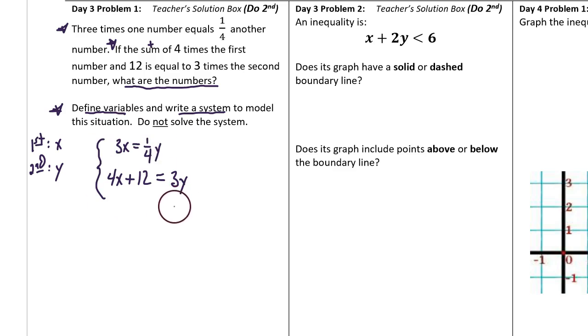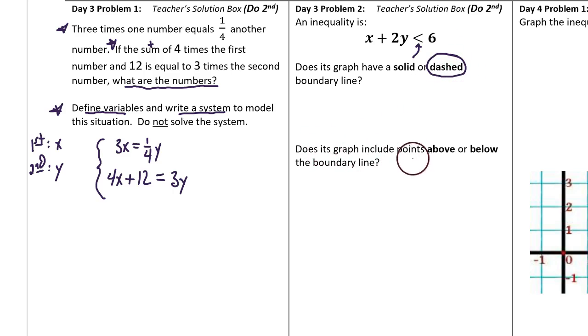Day 3, problem 2. Here's an inequality. Does its graph have a solid or a dashed boundary line? To decide that, you look at that inequality symbol and see if it says or equal to. It does not have that, so it is a dashed boundary line.